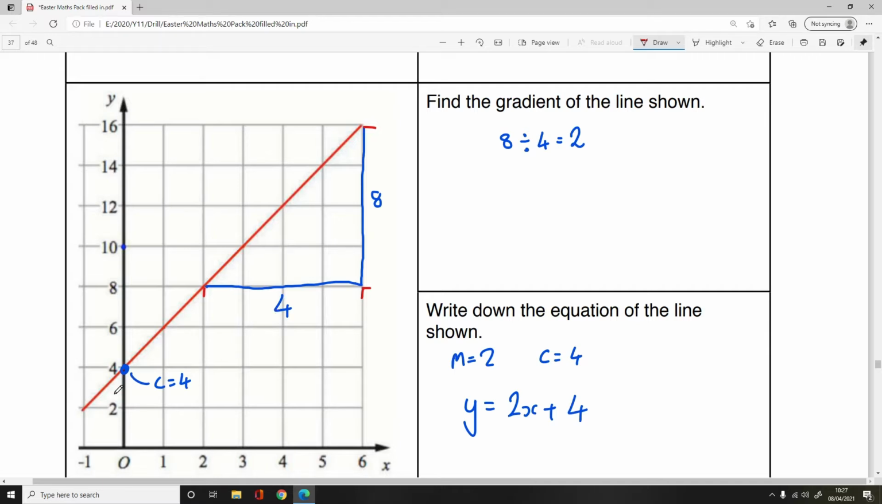And you can also clearly see on the graph the intercept is 4. So we can go straight into y equals mx plus c. Y is 2x plus 4. You could have also done that in a longer way using any of the points on the line, but you should get to the same answer.